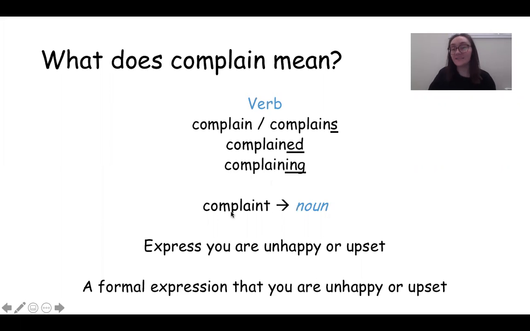Or you could have complaint with a T at the end. This version is the noun. So you would say complain when it's the action that you're doing, or you would use complaint when it's a thing that you're talking about. I need to make a complaint. It wouldn't be, I need to make a complaining or I need to make a complain. You would say, I need to make a complaint, right? But if you're using the verb, you would say, I need to complain, or I complained yesterday about my roommate, that kind of stuff.